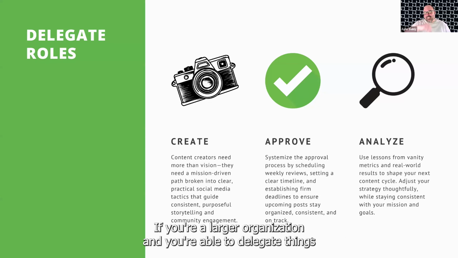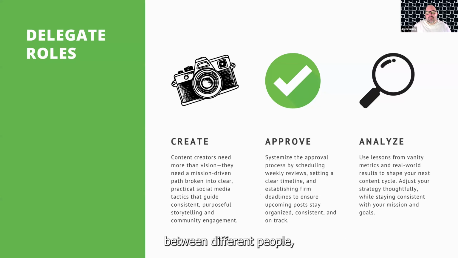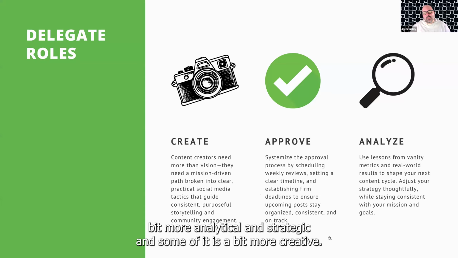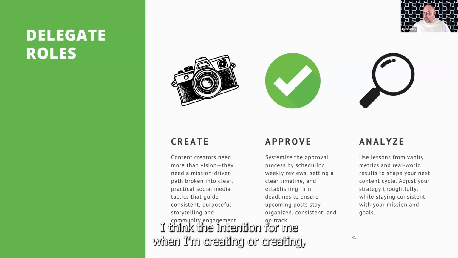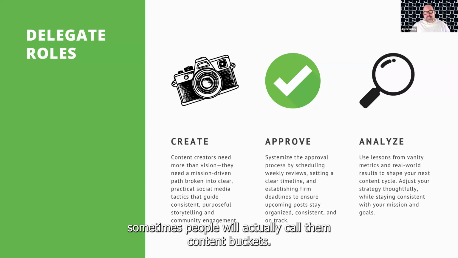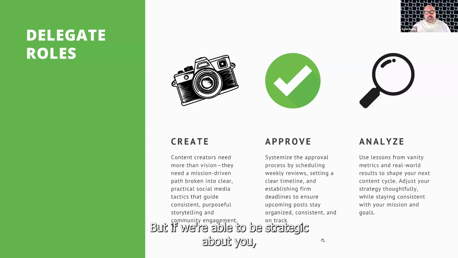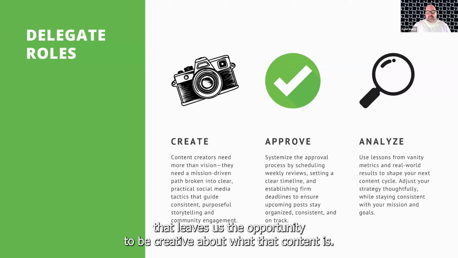If you're a larger organization and you're able to delegate things between different people, social media does require a few different sides of the brain. Some of it is more analytical and strategic, and some of it is more creative. The intention for me when I'm creating content pillars with folks is that if we can create containers, sometimes people will actually call them content buckets, and I like that visual because it allows people to think about filling those buckets with ideas. If we're able to be strategic about the parameters around the types of content we want, then that leaves us the opportunity to be creative about what that content is.